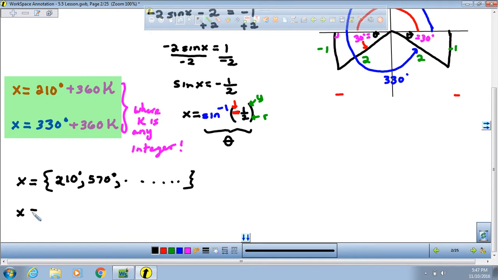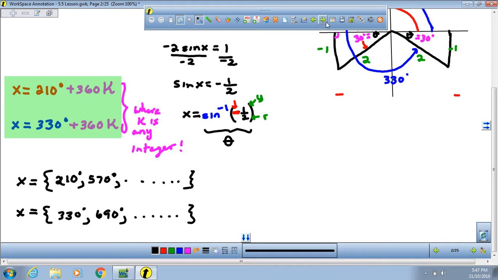For 330 it is the same thing. One of the solutions is 330 degrees. Then if I add a multiple of 360, 360 plus 330, that's 690, right? And then another 360, it keeps repeating, giving you the same angle after one rotation, after another rotation, and so on.